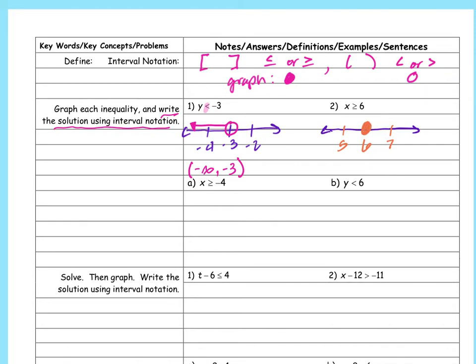Okay, and then on your homework, yes, in Delta Math you can. They have figured out a way that you can actually do these graphs in Delta Math, so you will have to do the graphs in Delta Math, okay?